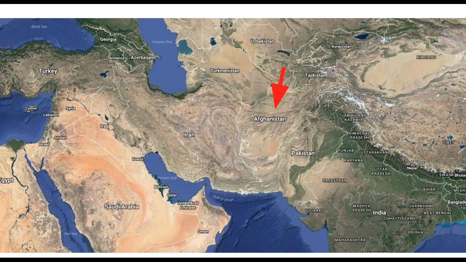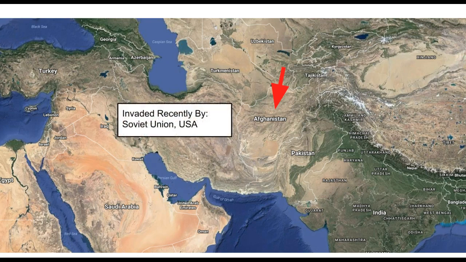And then our last country on the list is Afghanistan. Afghanistan, unfortunately, has been invaded very recently in the past 30 years or so by the Soviet Union and the United States, which has caused some conflict for different reasons and sometimes for housing terrorist groups within that country.